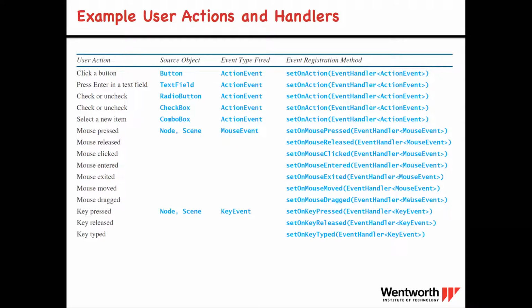And they have different event handler stuff here. It's your event handler mouse event, different than our action event previously. And then for keys, it's key pressed, released, and typed. These are key events. And you do set on key pressed, released, and typed. And the event handler here is for key events. So this tells you exactly what functions you need to use when you're doing some of these events.